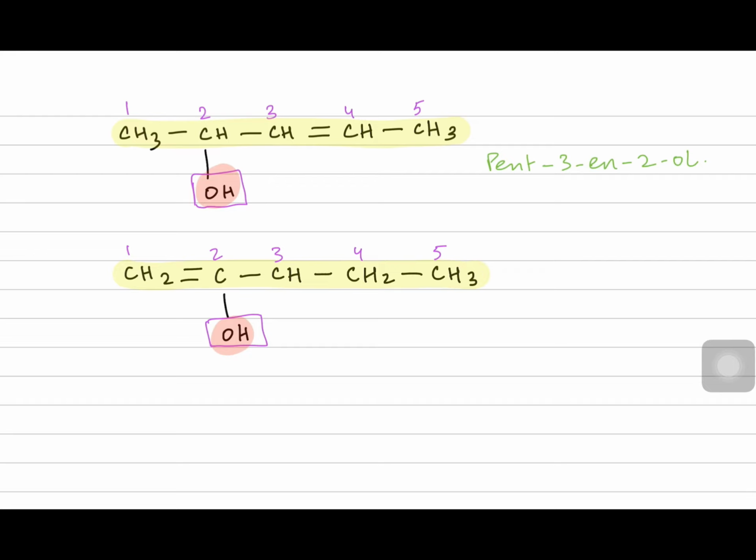In the second structure, you will call it pent-1-ene-2-ol. So the position of the carbon-carbon double bond is changing. The alcohol is still in the same position. So this is how the position isomers are made.